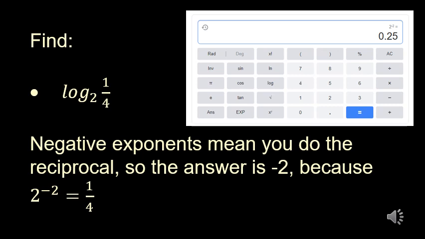You can see I put a screenshot here of the calculator that's built into Google. And by the way, I had to think, what do you do since there's no negative key on there? And you just use the minus key, oddly enough. So I ended up taking 2 to the -2. It's giving me 0.25, which of course is 1/4.